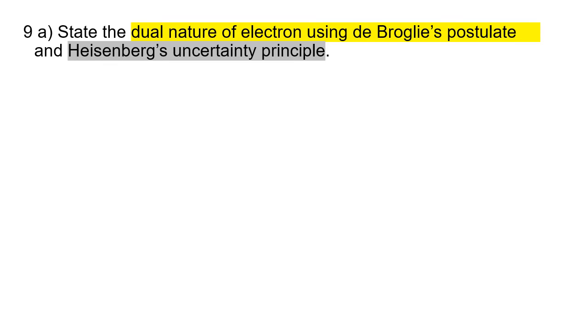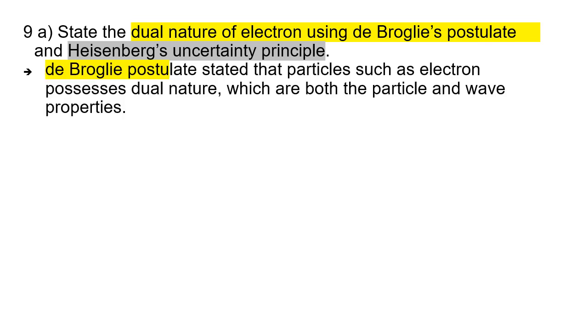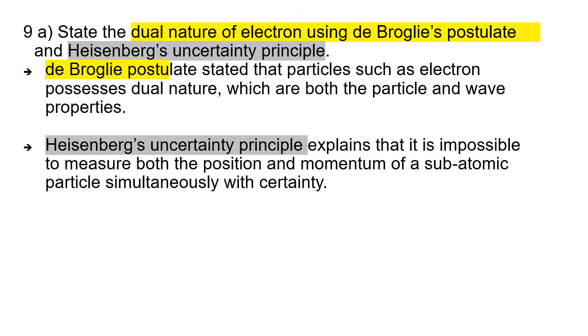Okay, this is the last question, question number 9. State the dual nature of electron using the de Broglie postulate and also the Heisenberg uncertainty principle. We look at the dual nature of electron first. De Broglie postulate states that particles such as electron possess dual nature. The meaning of dual here represents two. So what are the two? They are particles, and also they show wave properties.